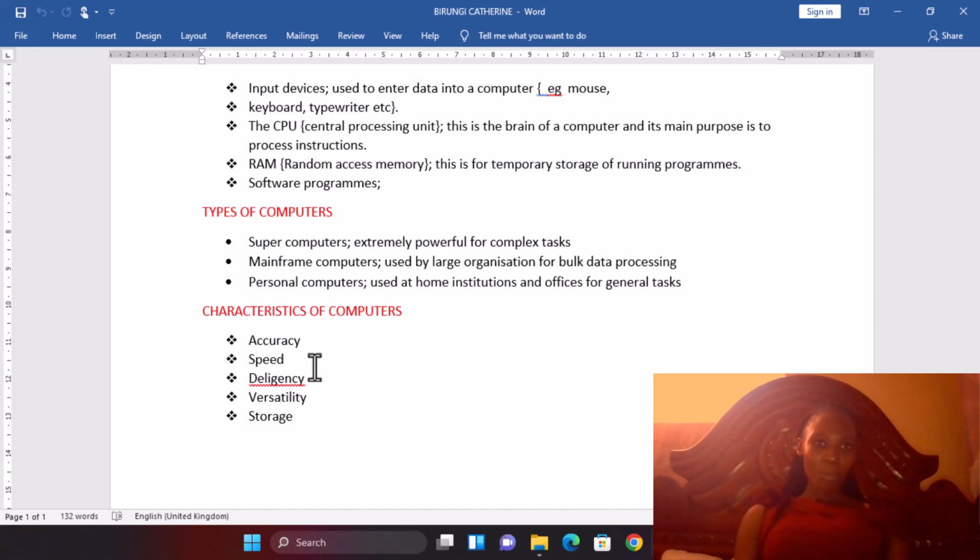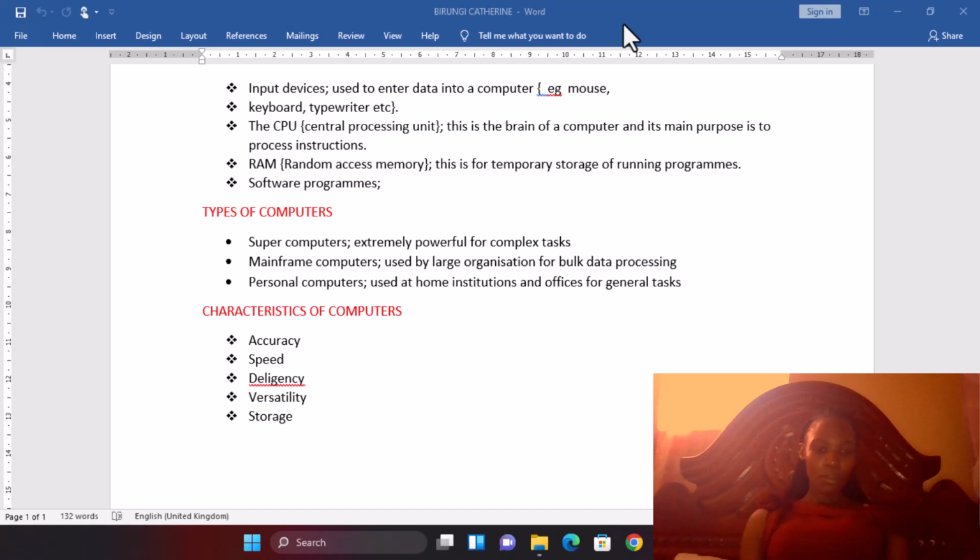Then we can also briefly talk about the speed. These computers have a very high speed, in that a large computation of work is accomplished within a few seconds. Then I can also talk about the diligence of these computers. Here, these computers have the ability to perform the same task over and over for a long period of time without getting tired or making errors.